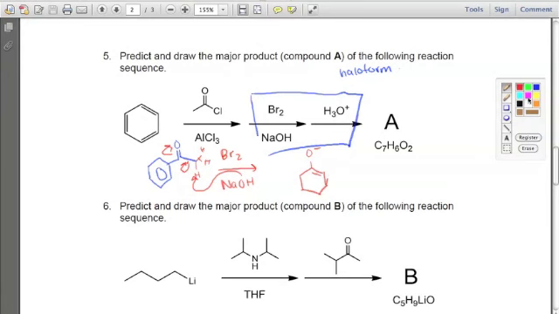Oh, shoot, what am I doing? Okay. Please excuse that big flub.